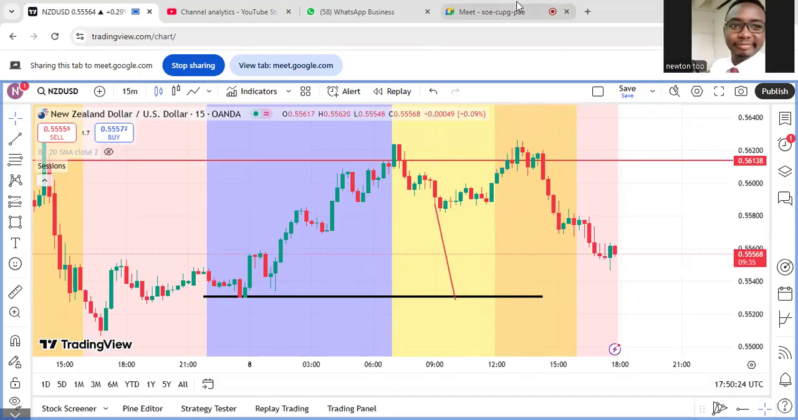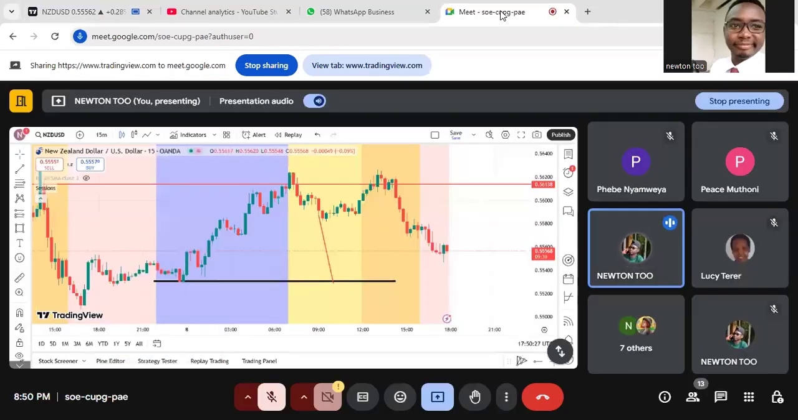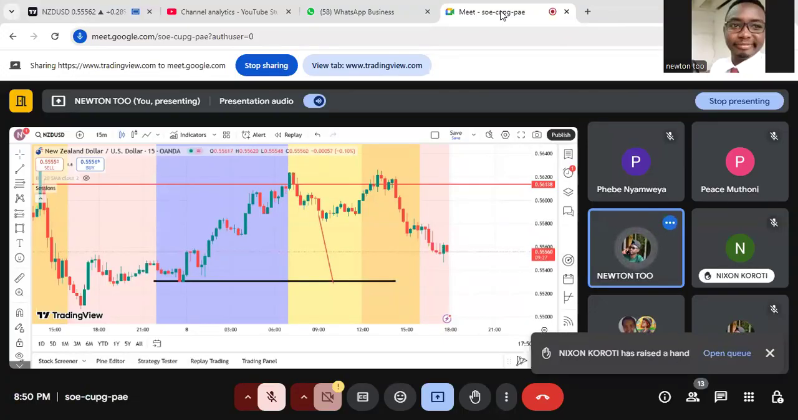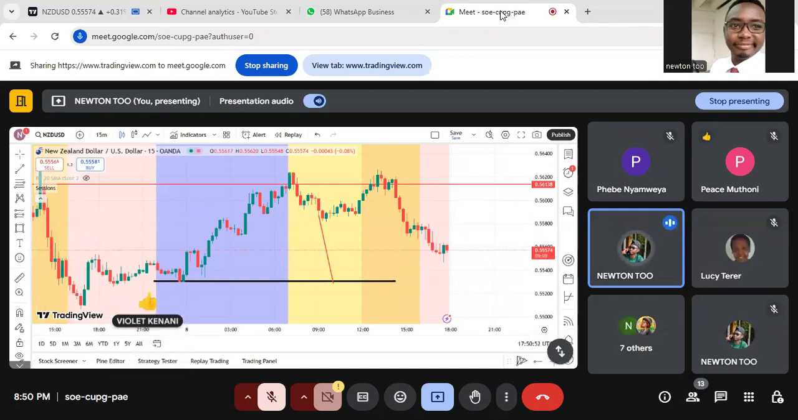Are we in agreement, guys? Are we in agreement that the market took the liquidity at the high of Asia? Maybe by show of hands, maybe by show of thumbs up, if we can confirm the market took the liquidity at the high of Asia. Maybe thumbs up, guys. Confirm. I want to see if you are getting it. All right, all right. So nice one.